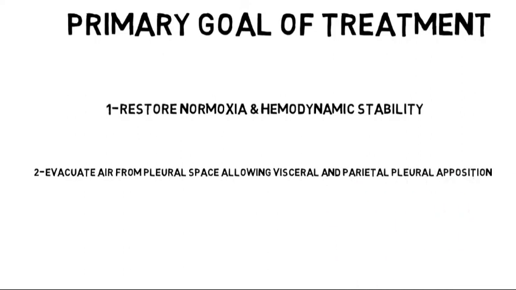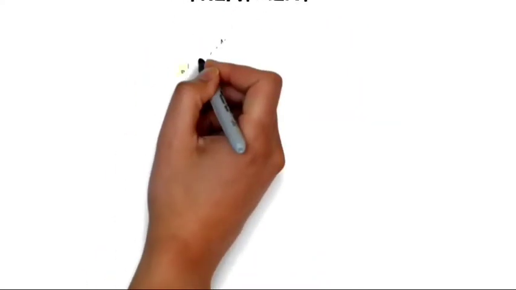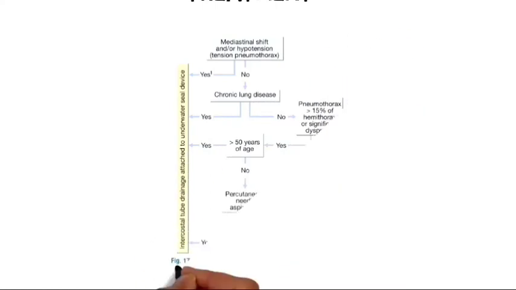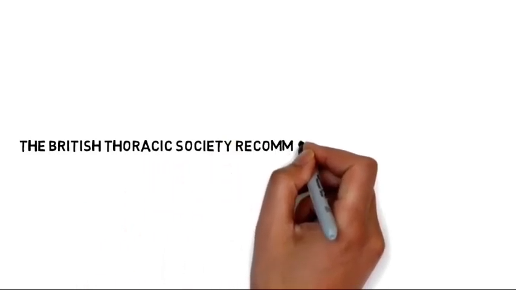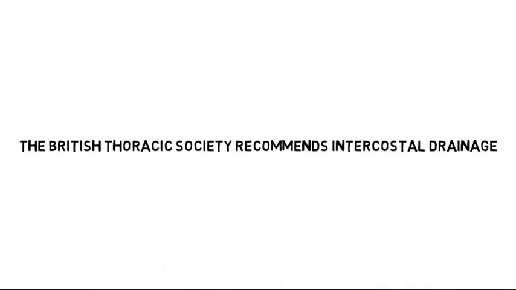The mainstay of treatment for pneumothorax is intercostal tube drainage with water seal device. If patient presents with features of tension pneumothorax, that is mediastinal shift and or hypotension, then intercostal tube should be inserted. If there is features of chronic lung disease, intercostal tube drainage. If the age is more than 50 years, intercostal tube drainage. If more than 2.5 liter air comes out through percutaneous needle aspiration, intercostal tube drainage. If pneumothorax is less than 15% of size, then we can observe with no secondary lung disease.